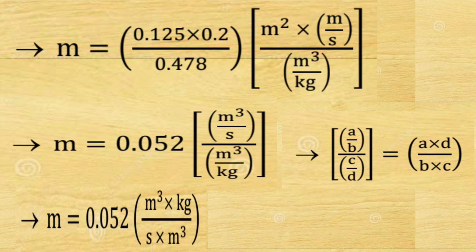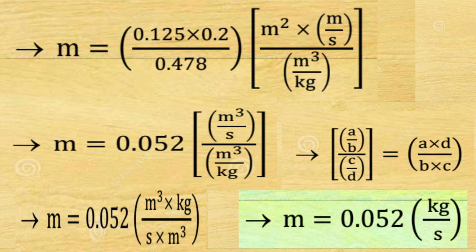So the next step will be m is equal to 0.052 kg per second, means the mass flow rate of air is 0.052 kg per second. That is, for every 1 second 0.052 kg of air is flowing through the pipe.